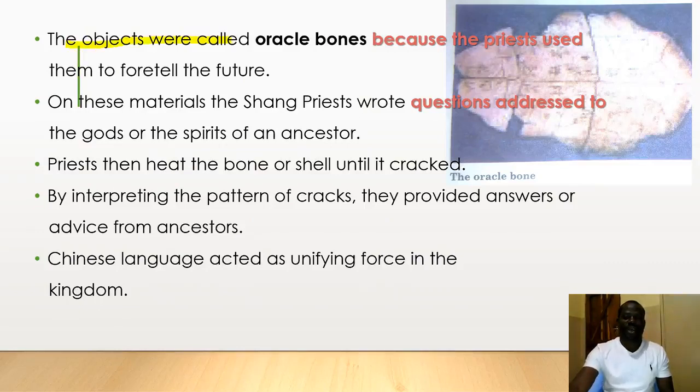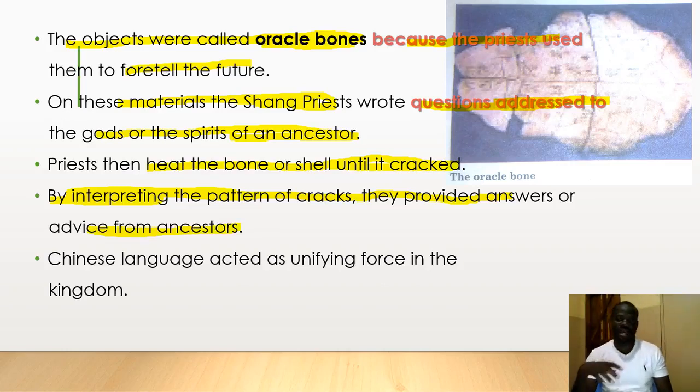The objects on which they were writing were called the oracle bones. They were called oracle bones because the priests used them to foretell the future. These materials belonged to the Shang priests. They wrote questions and addressed them to the gods or the spirits of an ancestor. After writing, they would hit that bone or shell until it cracked. Those priests interpreted the pattern of cracks, then provided the answers or advice from the gods. So that's what was happening there.